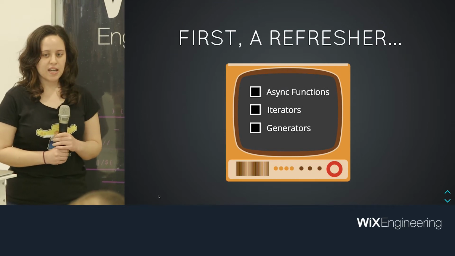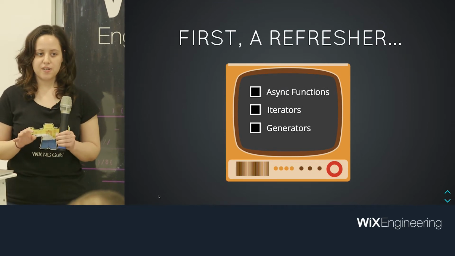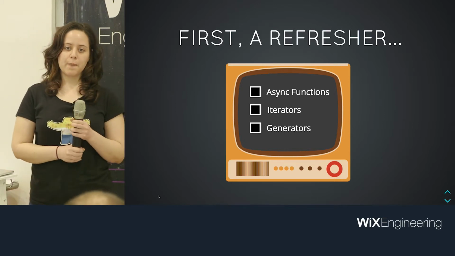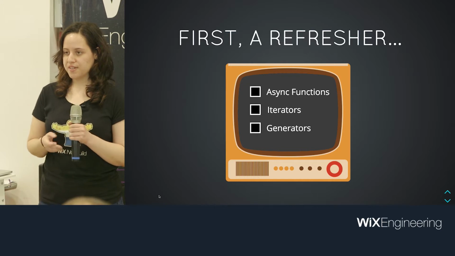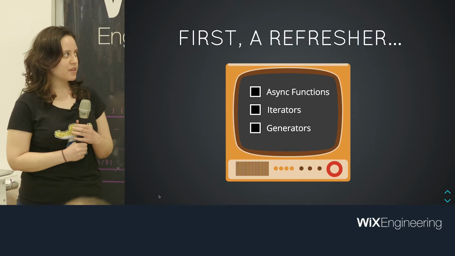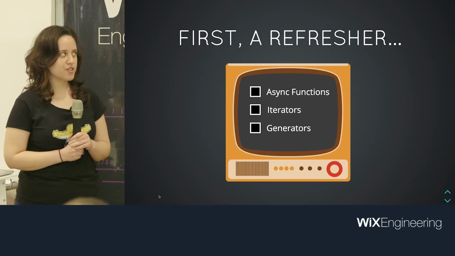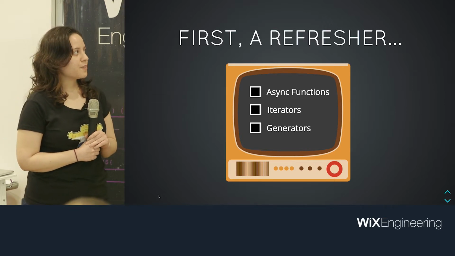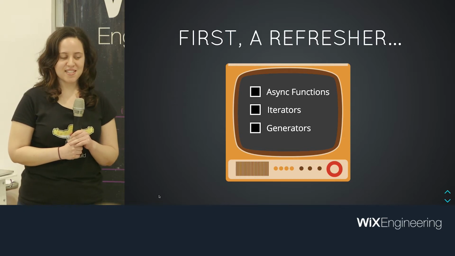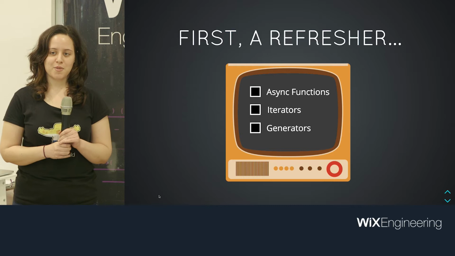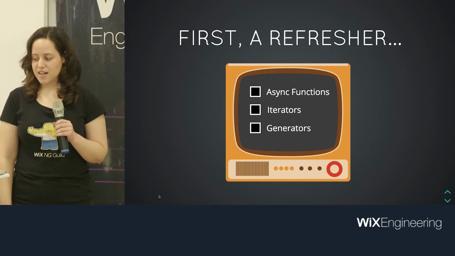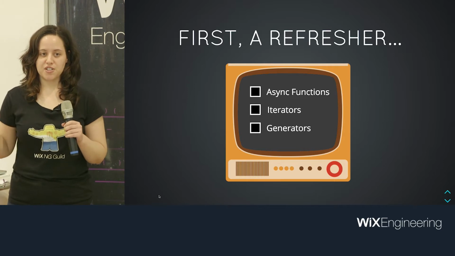But before we begin, I want to do a quick refresher. I want to quickly go over some basics that I'm sure you're already familiar with. I'm sure you're familiar with these 3 features. The first one is async functions, also known as async-await. They came in ECMAScript 2017, and then generators and iterators. I want you just to have them fresh in your minds.